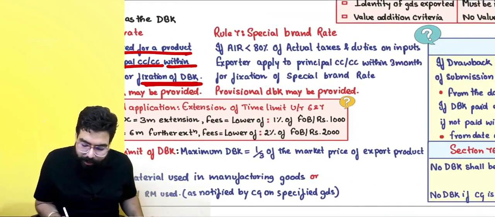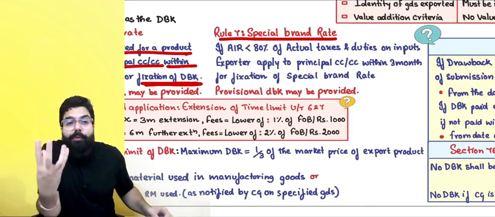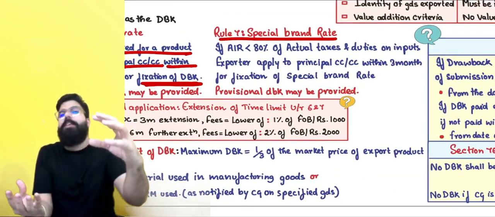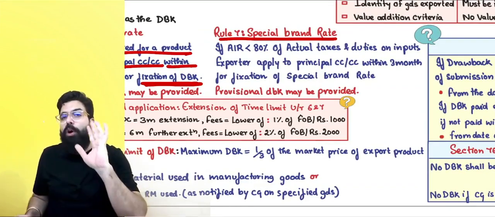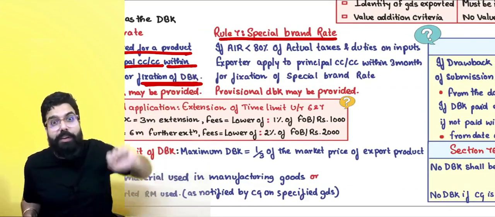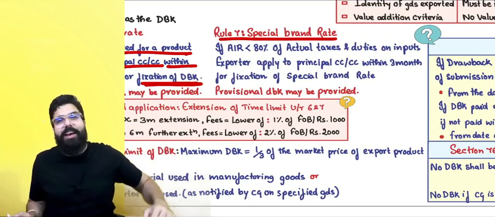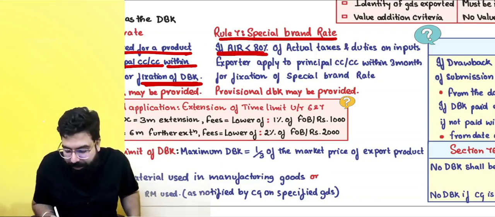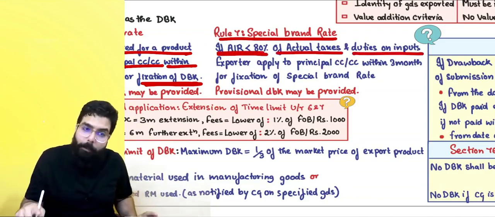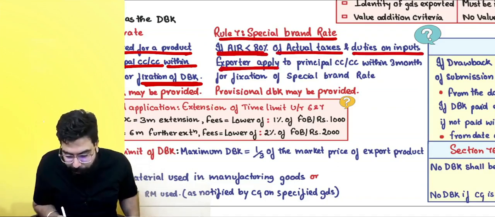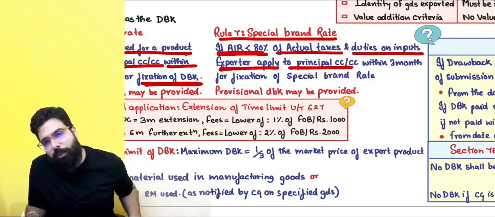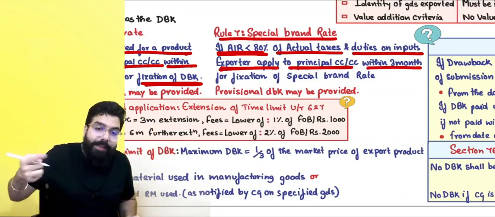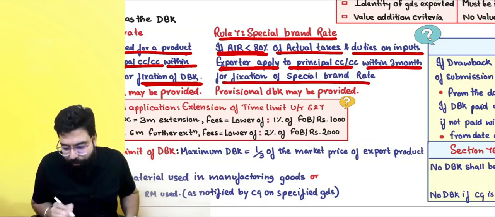Next, sir, if the all industry rate is low, say I have suffered 100 rupees duty on this product, sir, please give me at least 80 rupees. If the all industry rate is less than 80% of the duty which you have suffered, go to the officer and tell him, sir, fix a brand rate for me, which is a special brand rate. If the all industry rate is less than 80% of the actual taxes and duties on import which you have paid, the exporter can apply to the Principal Commissioner or Commissioner of Customs within a period of 3 months of the let export order for fixation of special brand rate.